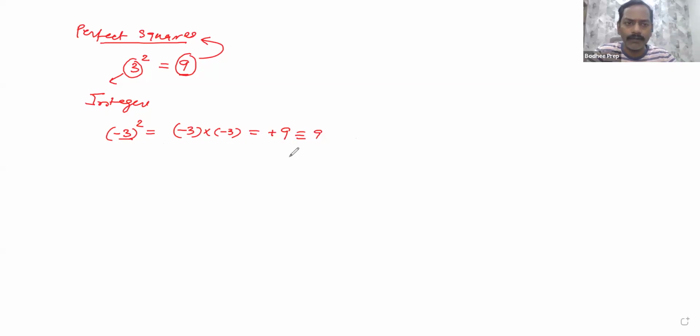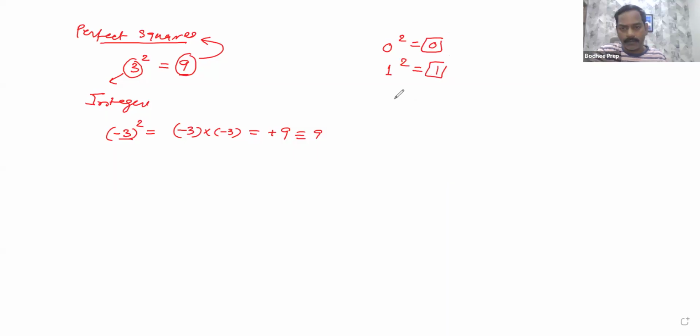If I want to figure out which is the smallest perfect square, then that is 0, because 0 is the square of 0. If I take the square of 0, again I'll get 0. So 0 is the smallest perfect square. Can we have 1 as a perfect square? Yes, because 1 square is also 1. So this is a perfect square. This is also a perfect square, right?